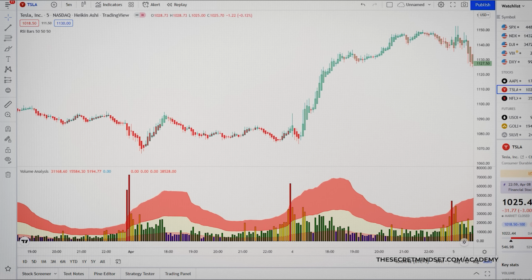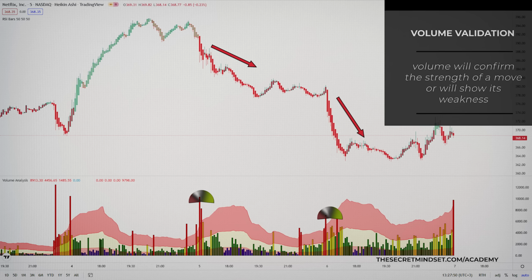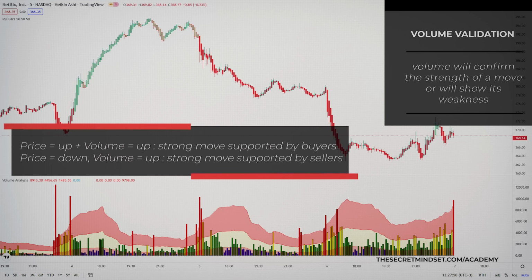Now, volume is the ultimate leading indicator. When there is unusually high volume in any given time period, then the price tends to continue in the same direction in the future. In this scalping strategy, volume will confirm the strength of the move or will show its weakness. If the price is rising, for instance, and the volume is increasing, then this suggests that we have a strong price move supported by an increasing number of buyers.